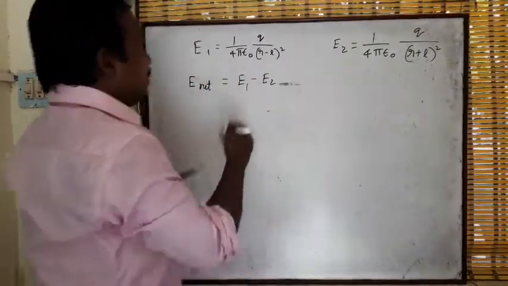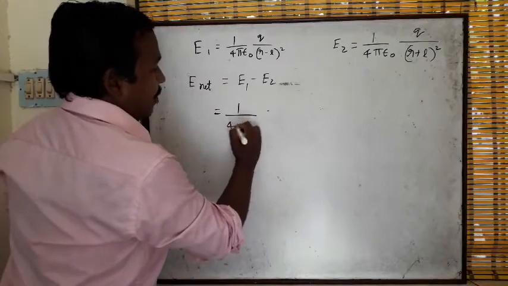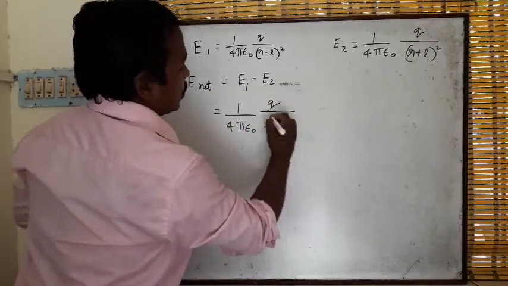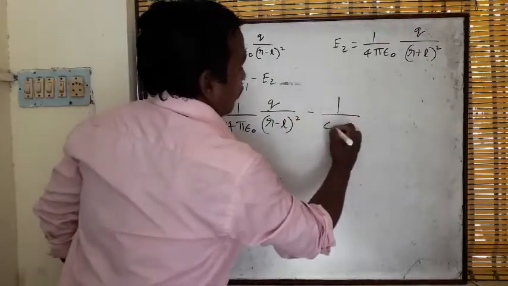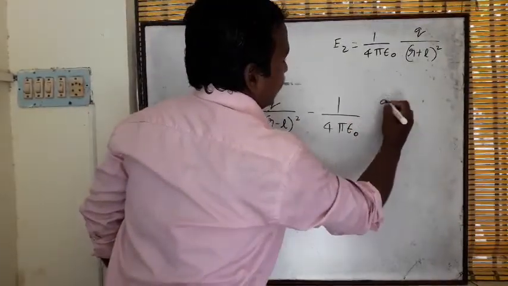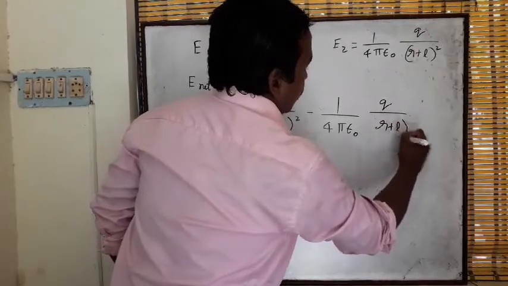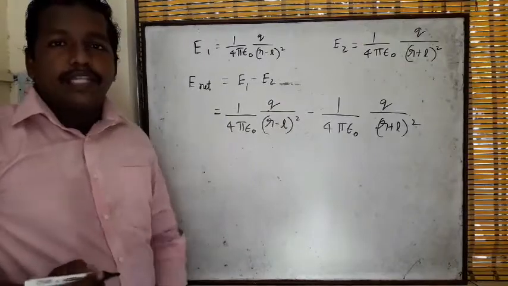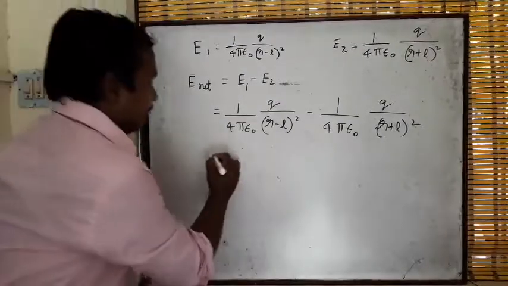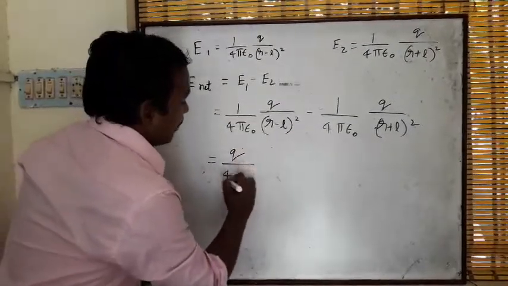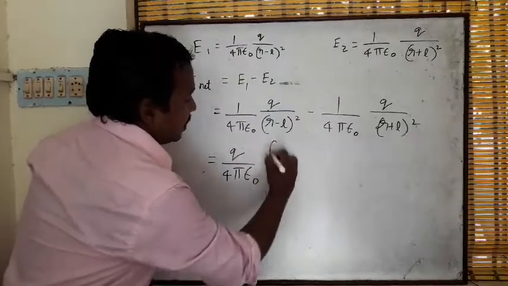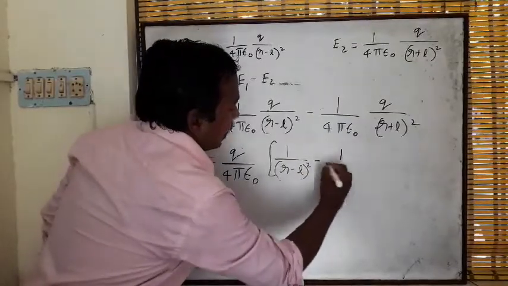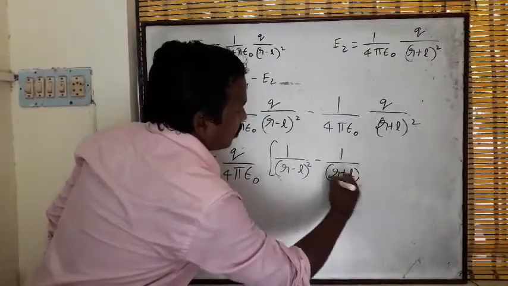So as we know, E1 is 1 divided by 4 pi epsilon naught Q divided by (R minus L) whole square, and E2 is 1 divided by 4 pi epsilon naught Q divided by (R plus L) whole square. So Q divided by 4 pi epsilon naught is common, take it outside. That means 1 divided by (R minus L) whole square, 1 divided by (R plus L) whole square.